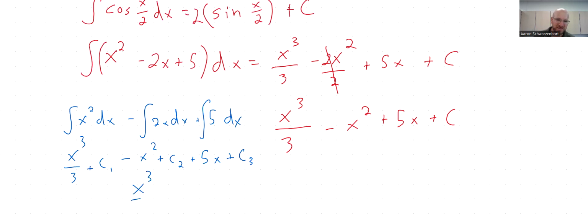When I add constants together, they could be positive, negative. Doesn't matter. C could be a negative number, where I'm just adding these constants all together to get my C. So I don't need, oops, not plus C, equals C. I do not need 3 different C's.